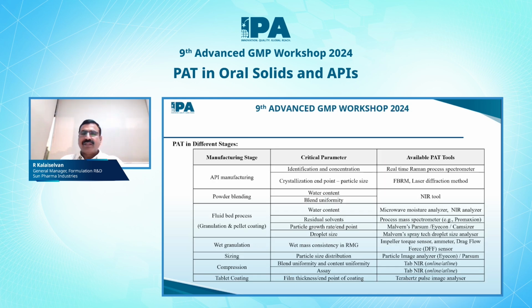So these are the PAT tools available at different stages, starting from API manufacturing till coating. We can see the critical parameters which are to be monitored for each manufacturing stage, and then the corresponding available PAT tools also. Next slide.